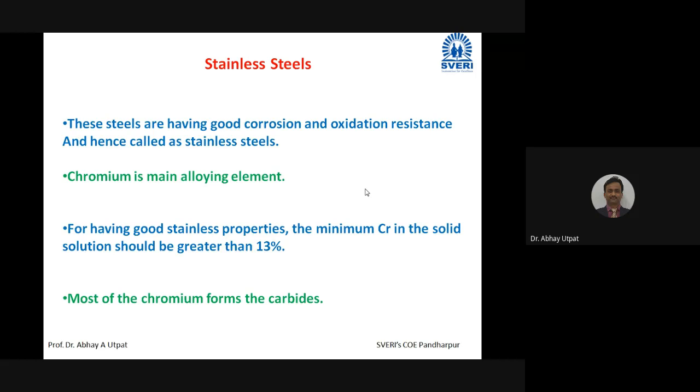So if instead of 13%, there is 8% or 10% chromium in solid solution, it will give stainless properties, no problem. But good qualities will be achieved after the percentage crosses 13. So let us see one by one accordingly.